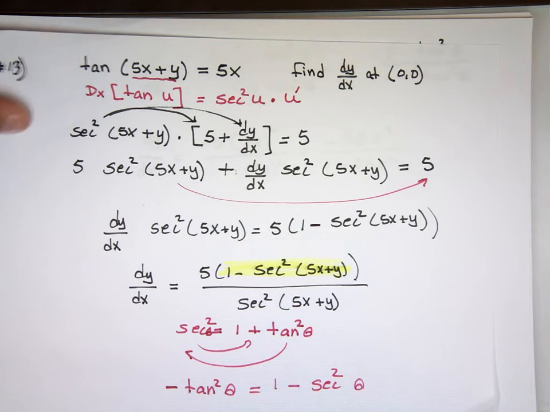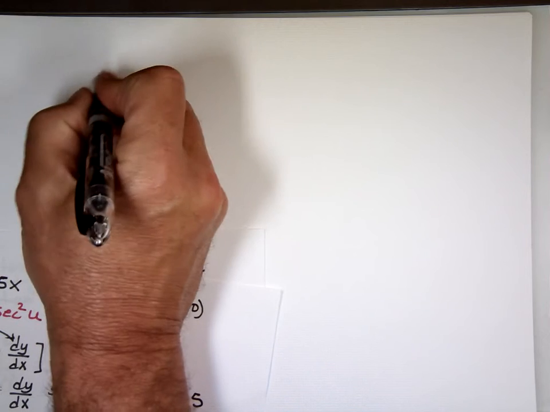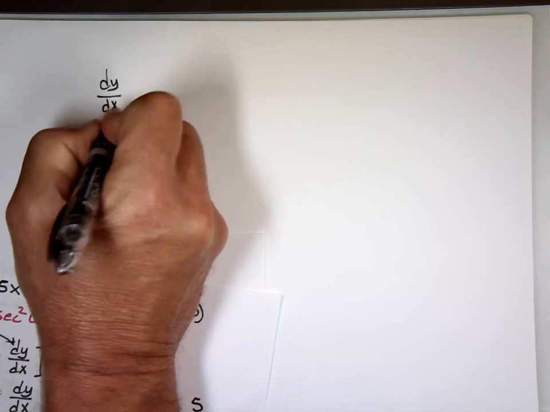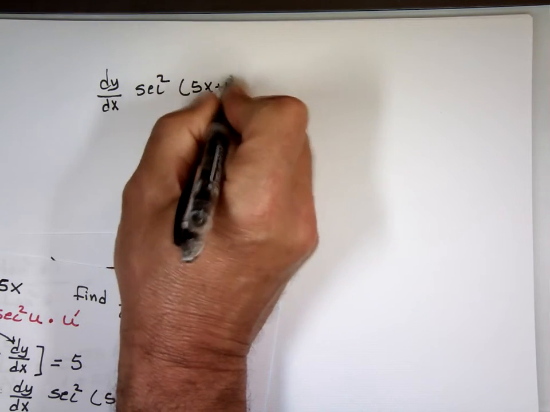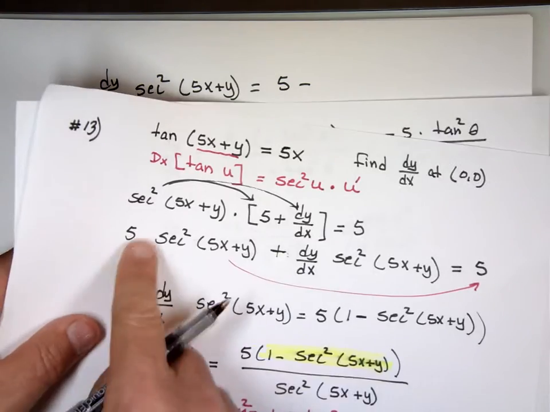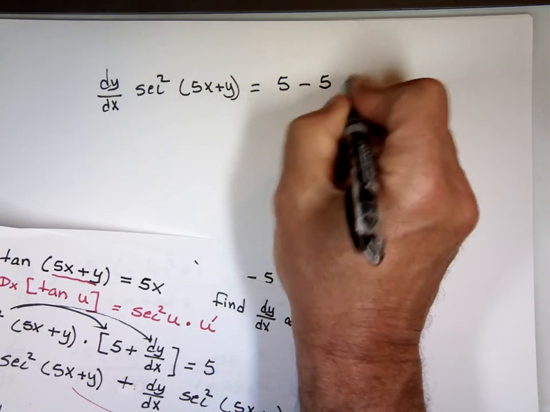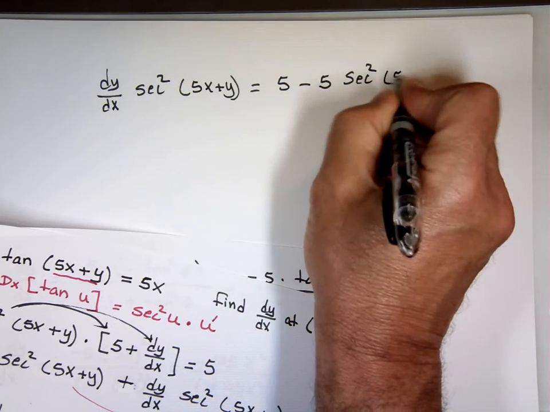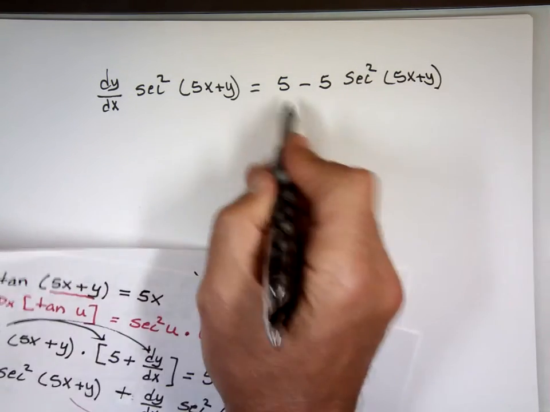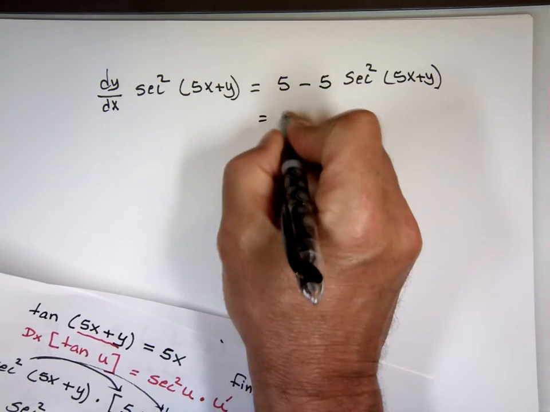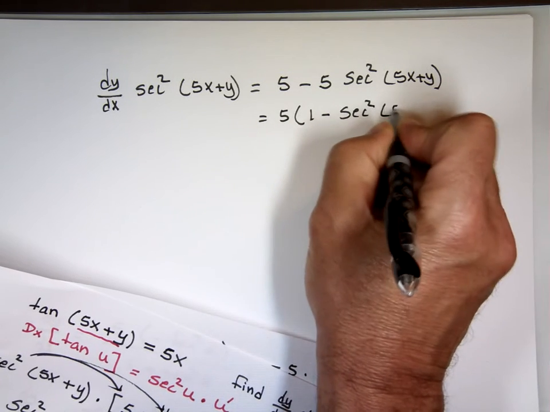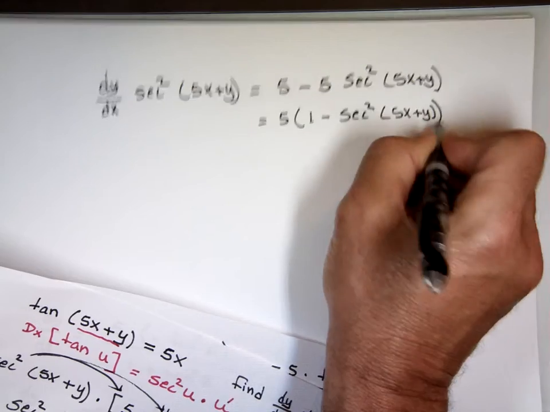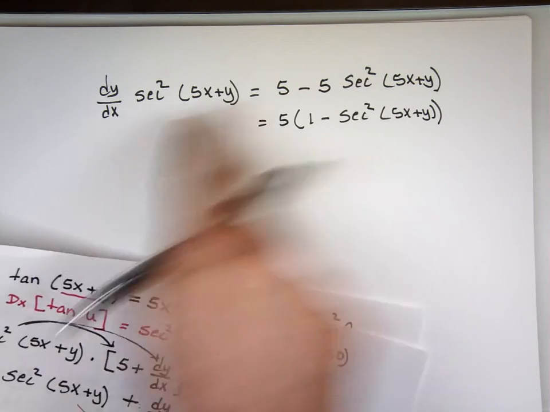Slow motion, if you want to see it, this is what I have. I took this one to that side. It was 5 minus, when I take this to this side, becomes a minus. Now factor a 5 out of each one. So I took that step out. So that's where it came from. I just did that one step in my head, then I factor it out.